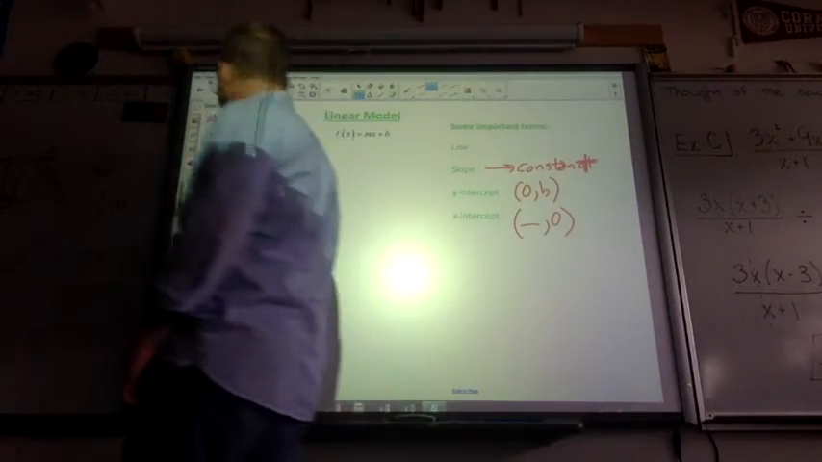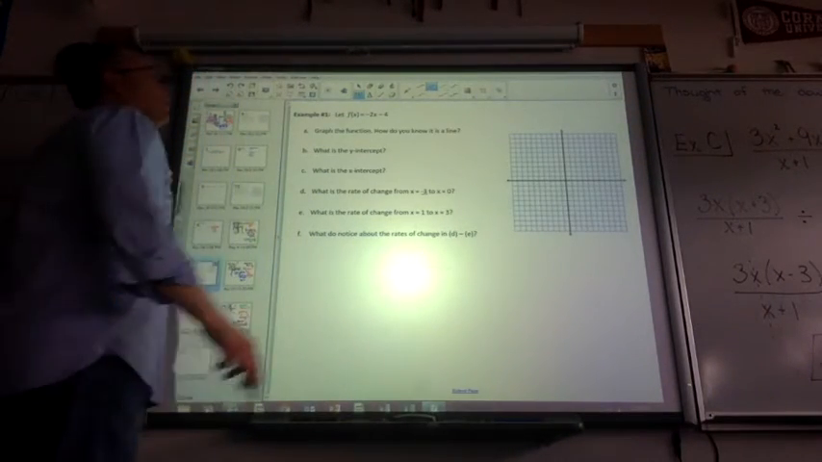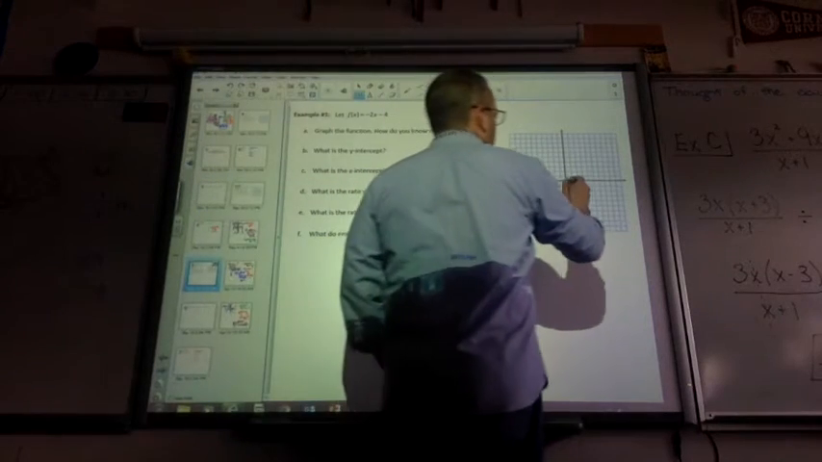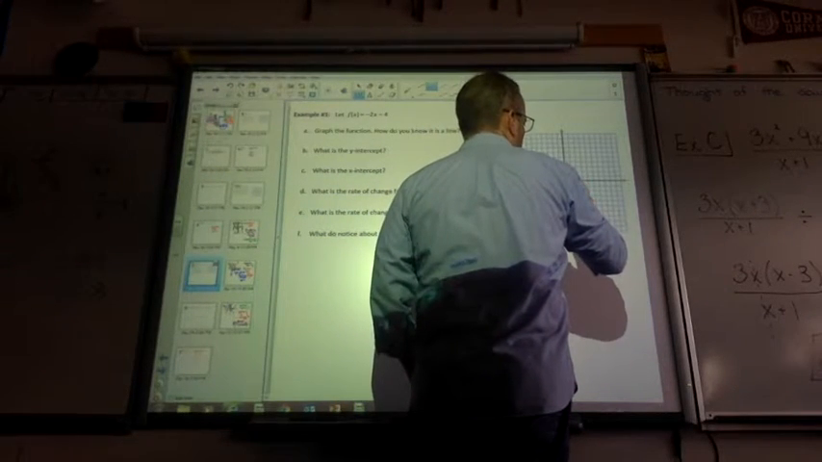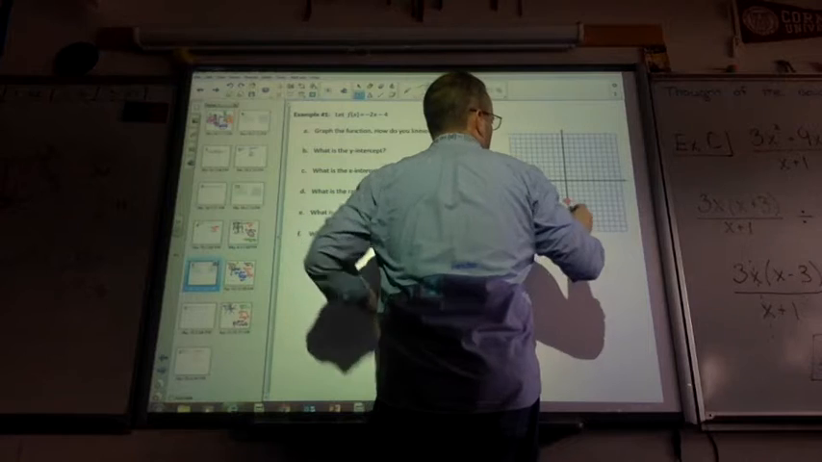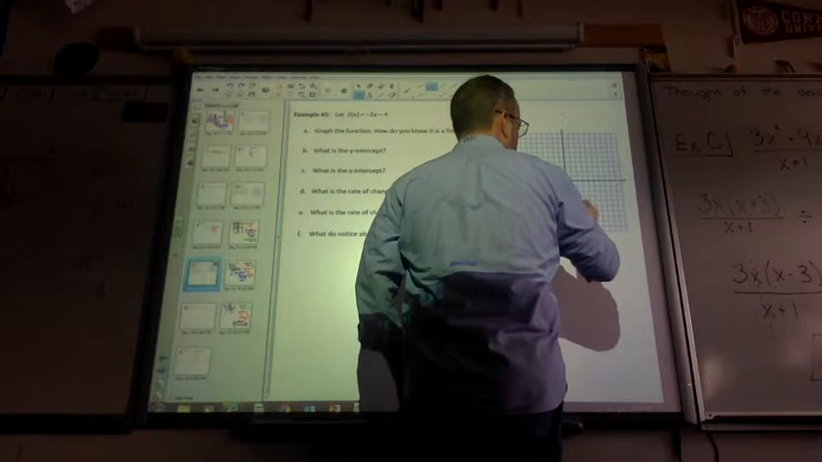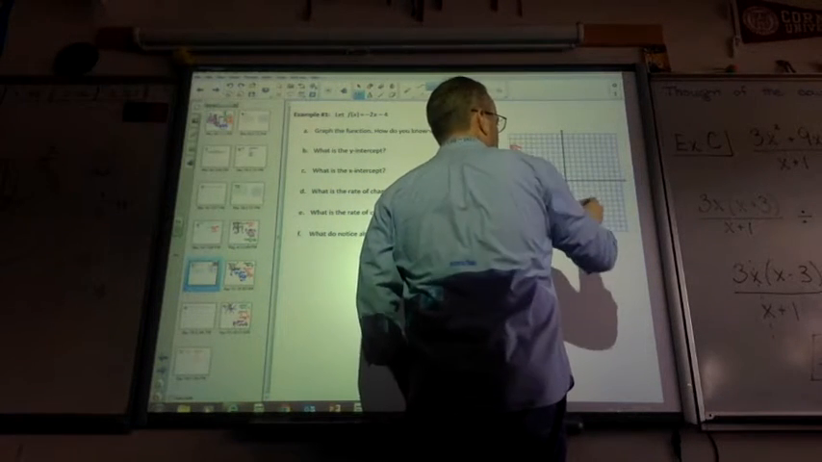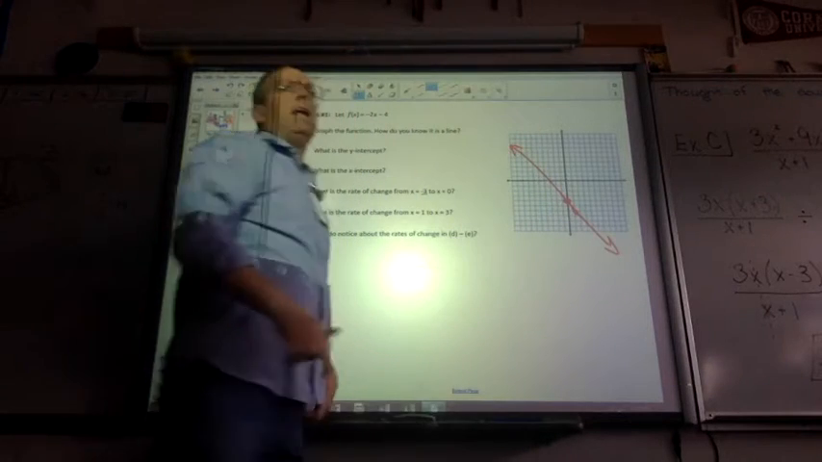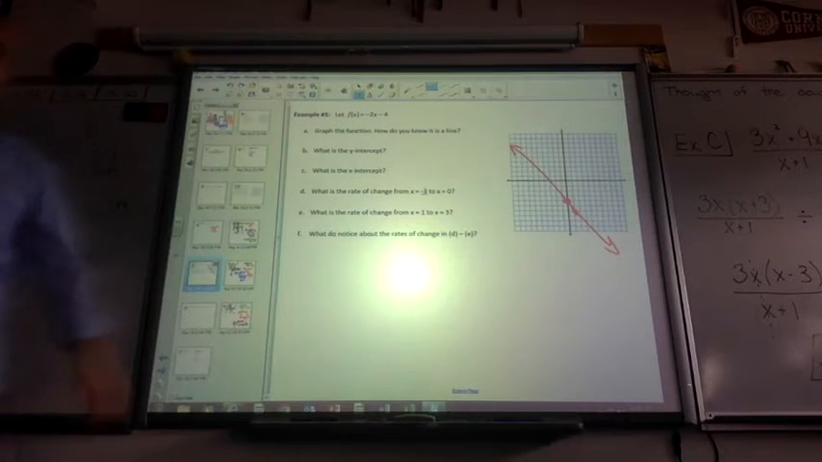All right, moving on. All right, so graph the function. So it looks like my y-intercept is negative 4. 1, 2, 3, 4. My slope is negative 2, so down 2, right 1. So we get that. Yay! Good catch.